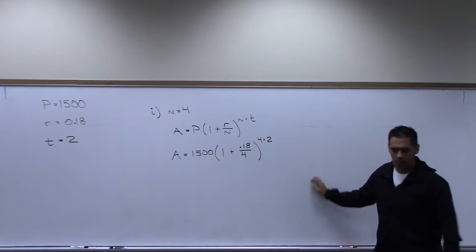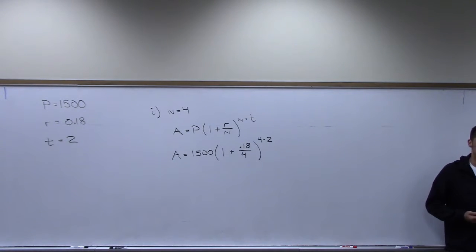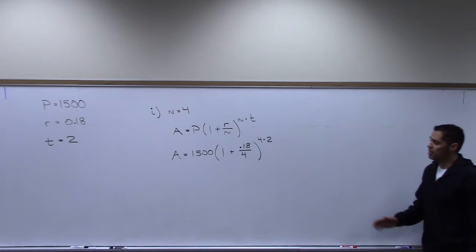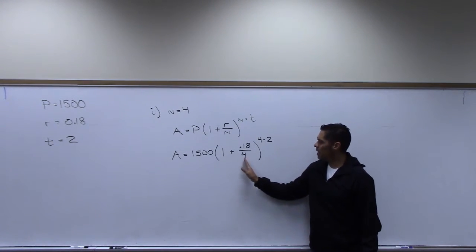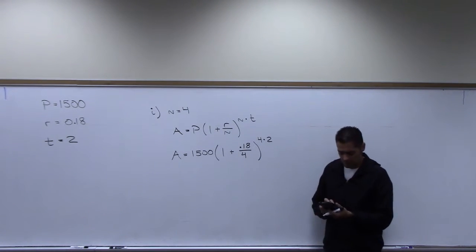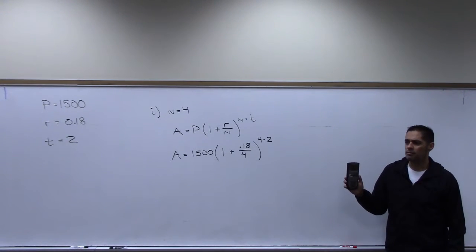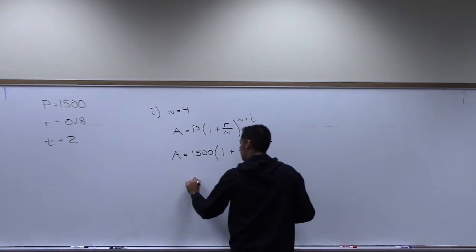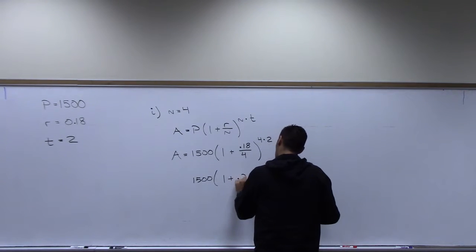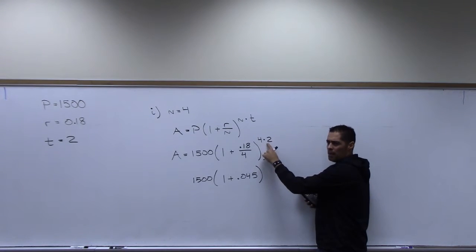All right, now we need to be able to use our calculators to do this. So what are your order of operations? Parentheses first, right? So we got to do what's in here. And when we look in here, we have addition and division. So we're going to do division first. So on our calculator, do 0.18, divide that by 4, and you get 0.045. I'm going to go very slow here, since this is our first one.